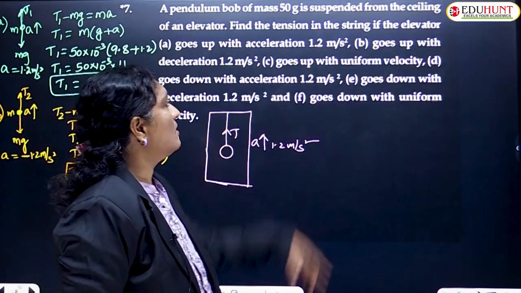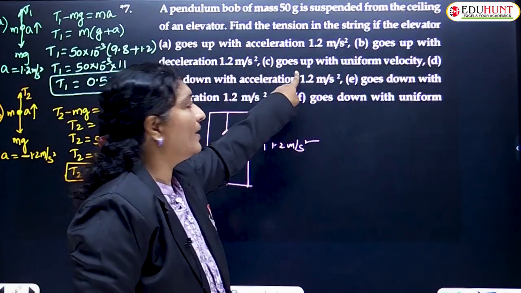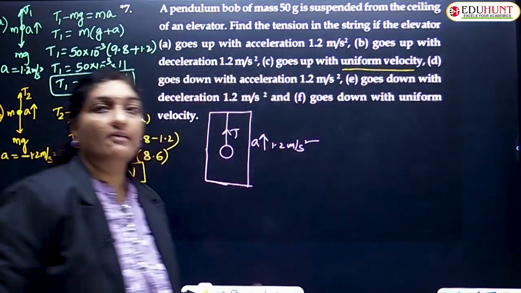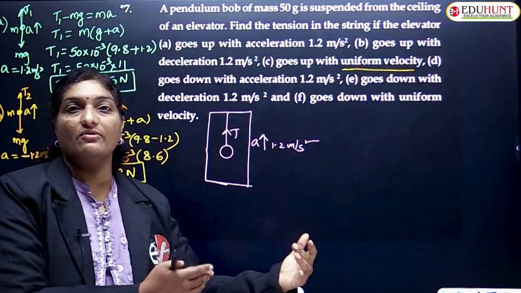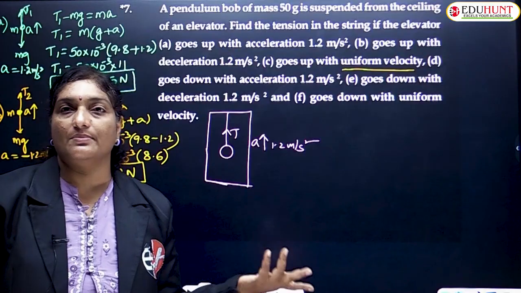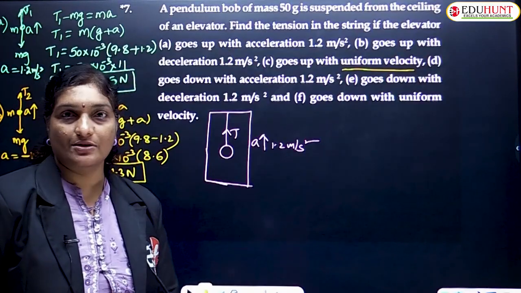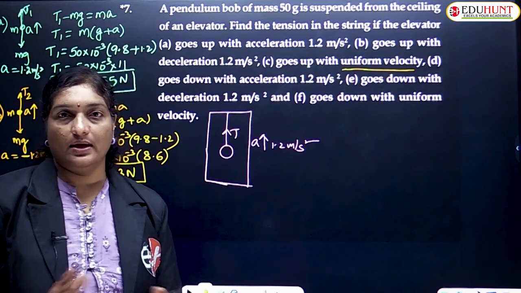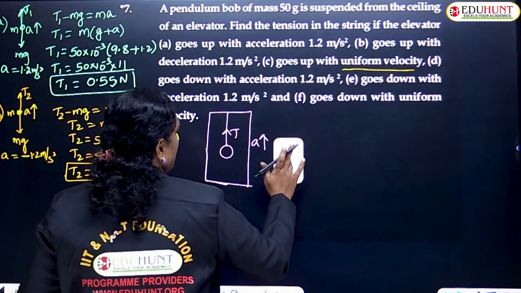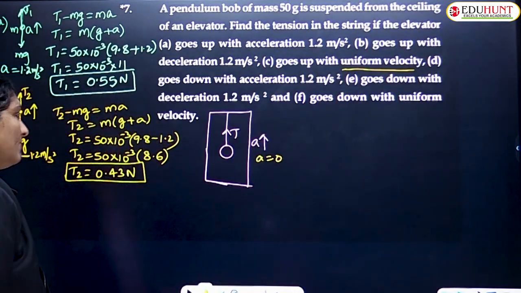So now focusing on the third part of the question. In the third case also, the lift, the elevator, is again going up, with uniform velocity. Children, whenever a body moves with uniform velocity, what is the acceleration? 0. Constant velocity means not at all accelerating. Acceleration is 0. Okay, a equals (v minus u) by t, and v equals u. Final and initial are the same, so a is 0. So in the third case, a is given as 0 because it is moving with uniform velocity.